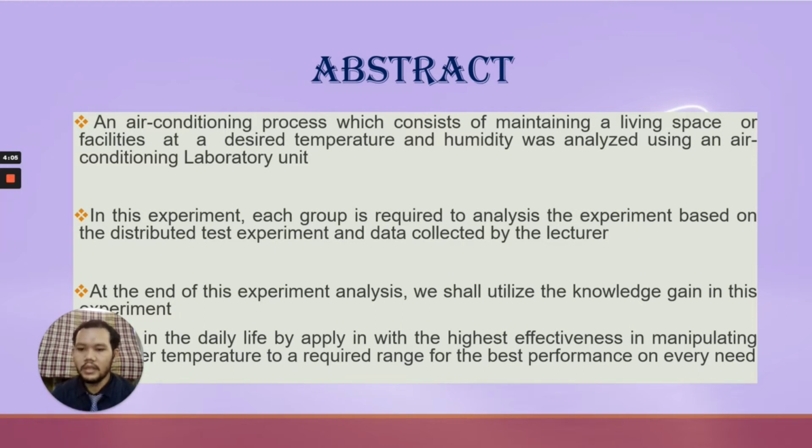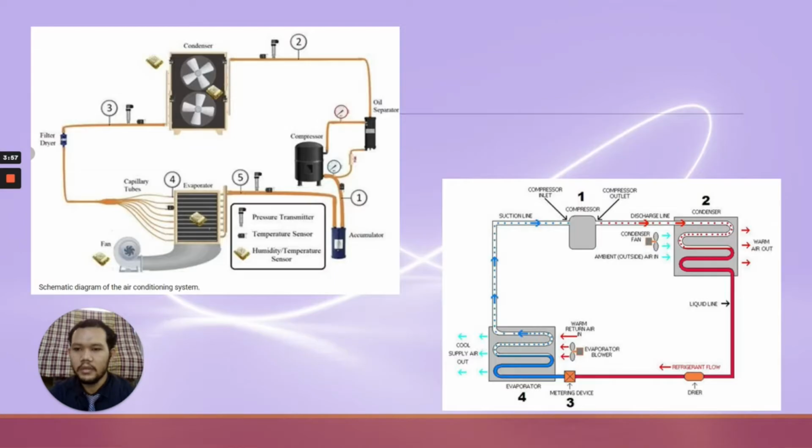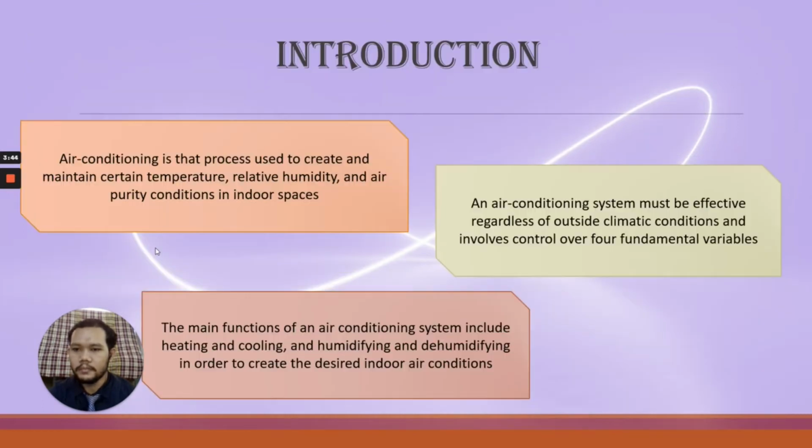and apply it in daily life by applying higher effectiveness in manipulating the temperature to the required range for the best performance. So as you can see, this is the schematic diagram of the air conditioning system that consists of four main parts, which are the condenser, compressor, evaporator and also the pump.